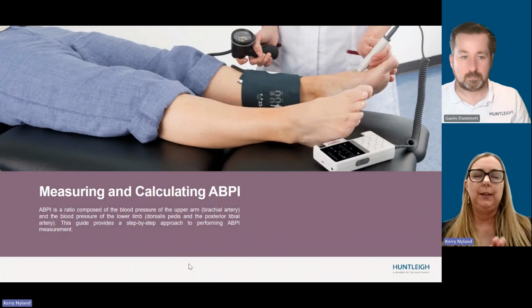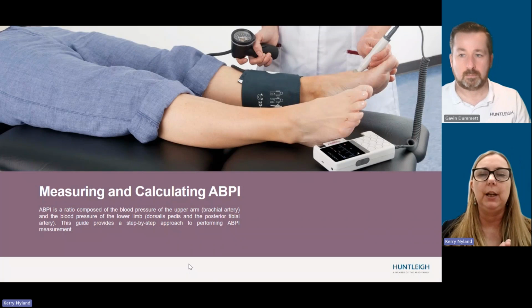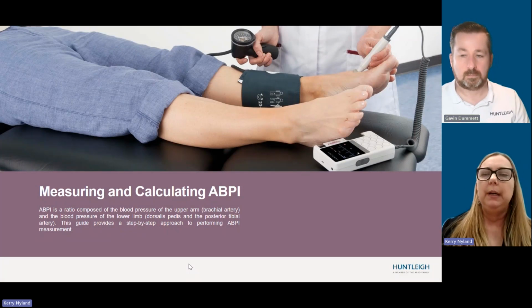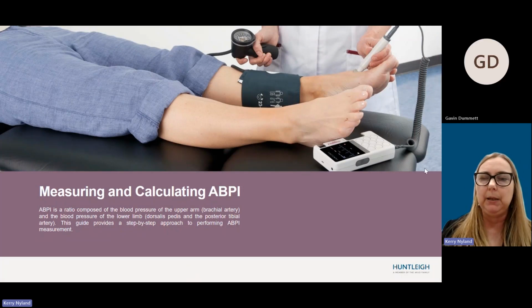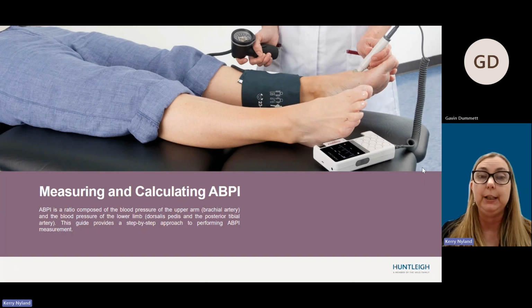So let's get started. Measuring and calculating your ABPI. The simplest way of explaining ABPI is that you're comparing the blood pressure in your arms with the blood pressure in your ankles, and you're going to calculate a ratio by dividing the highest ankle pressure by the highest brachial pressure. The ratio is going to indicate the severity of any PAD, with a ratio of 0.9 or lower indicating PAD, and the lower that goes, the worse the disease.